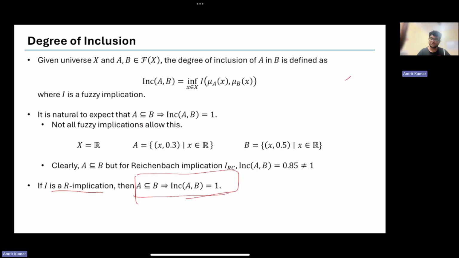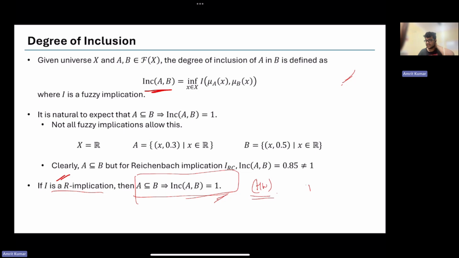So the reason why I included this slide is to give you yet another reason why R implications are nice. Because if A is a subset of B in Zadeh's sense, then the inclusion degree of A in B is 1 if you are using an R implication to define your inclusion measure, inc. So convince yourself that this is the case. This is homework, right? Again, it's not very difficult.